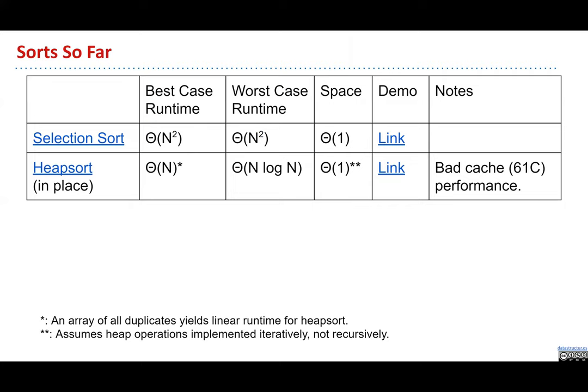What I'm hoping you're getting out of today is that heap sort is a pretty clever idea. It's a different way of doing selection sort. Instead of looking for the smallest or the biggest thing, you are using a heap so that you can always find it quickly. And that makes all the difference between n squared and n log n. So the data structure optimizes selection sort into something super fast.